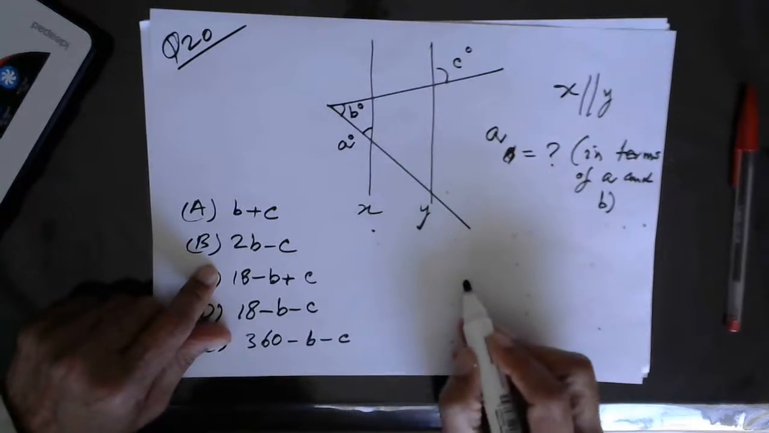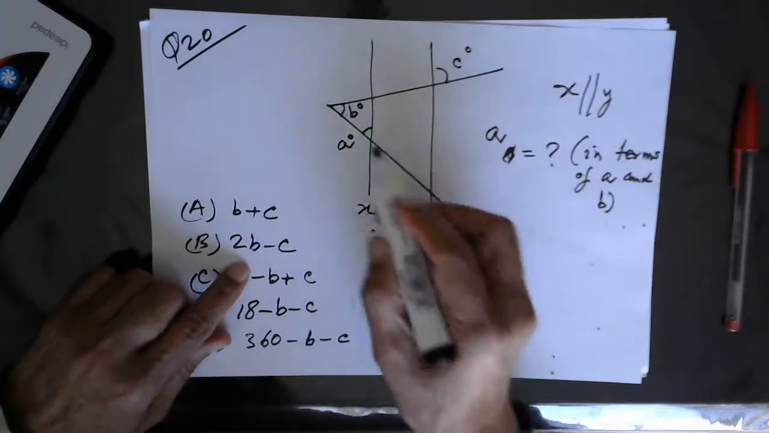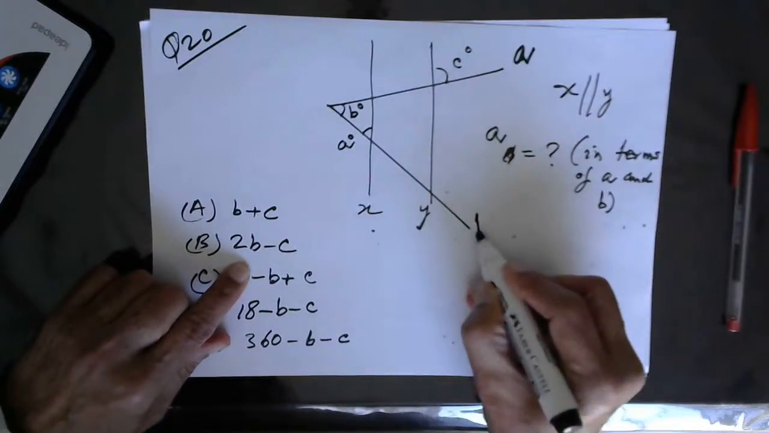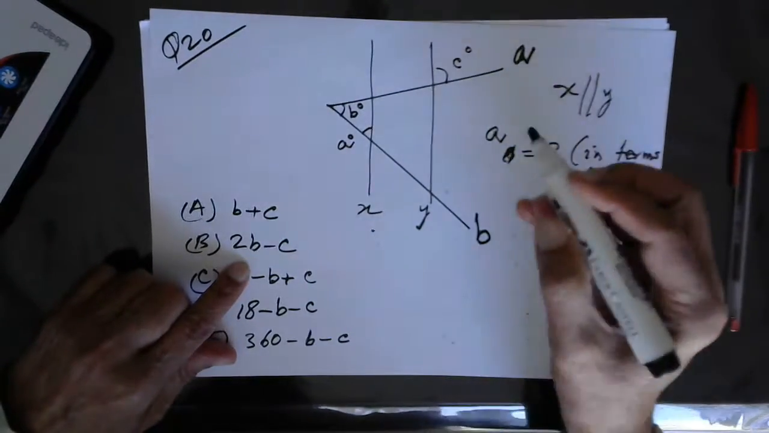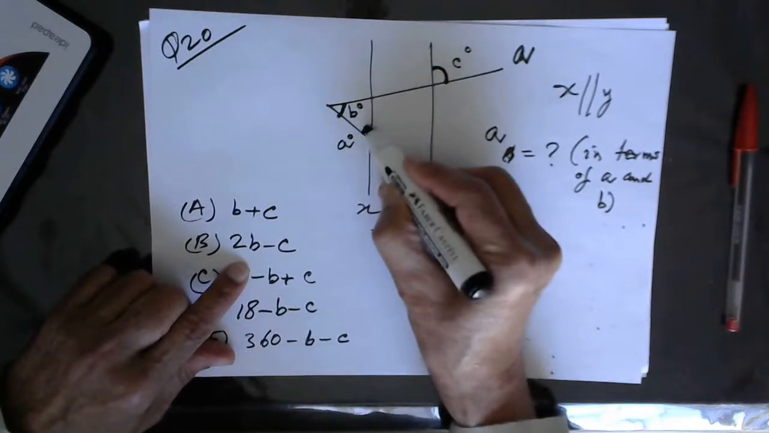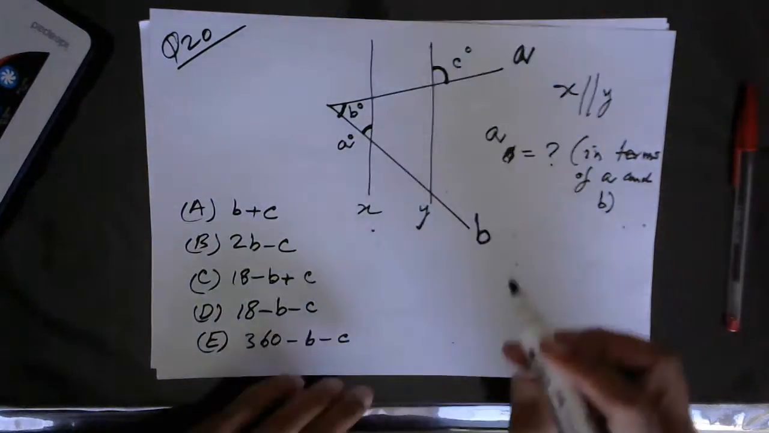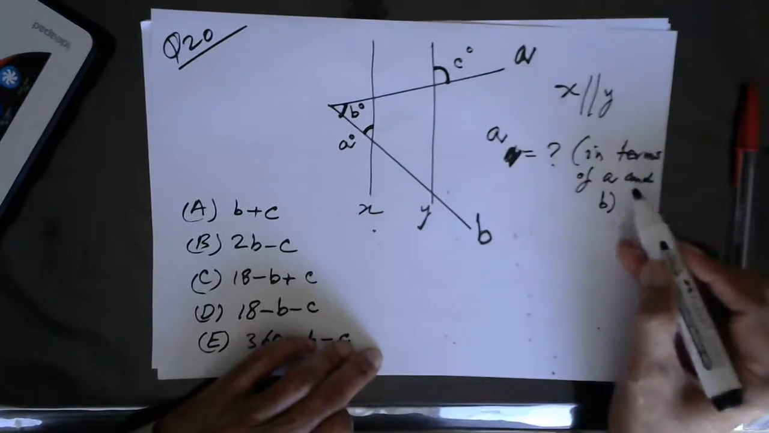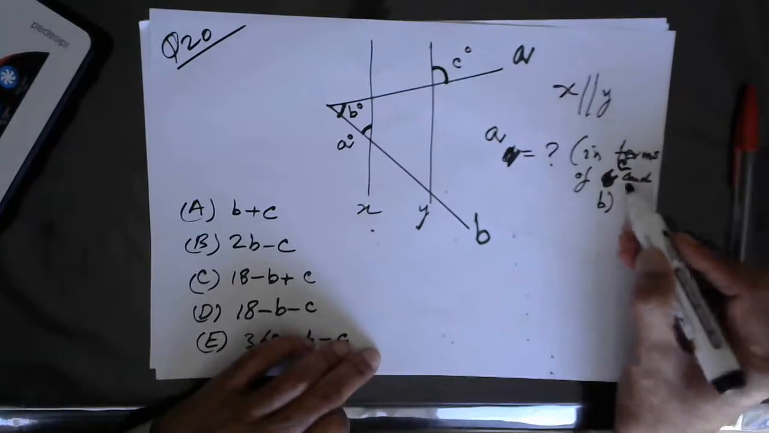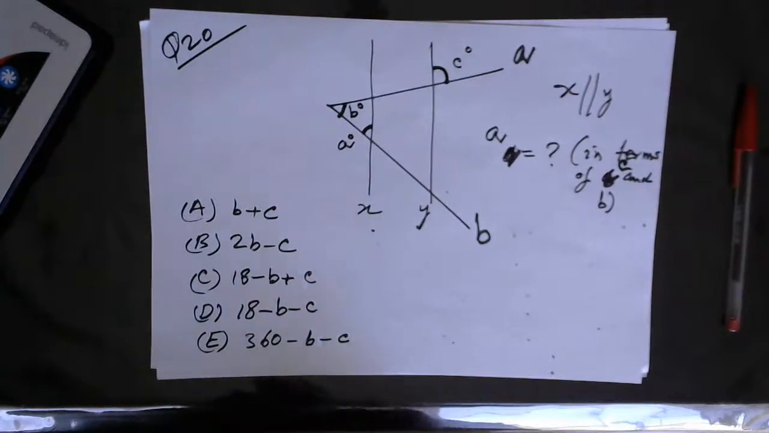X and Y are parallel lines. This is the third line, let me call it A. And this is the fourth line, let me call it B. This angle is C, this angle is B, and this angle is A. We are required to find A in terms of B and C. Okay, now please see.